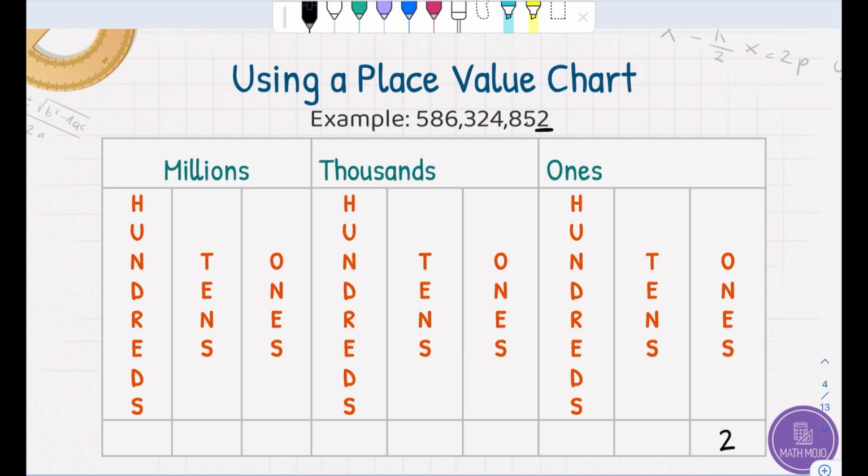And then we would have our 5, which would go underneath the tens section right over here. Next is our 8, which would go underneath the hundreds section. And over here, this number would be read as 852.